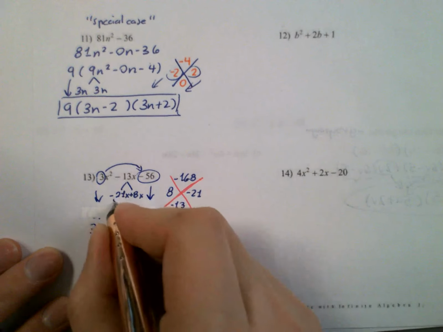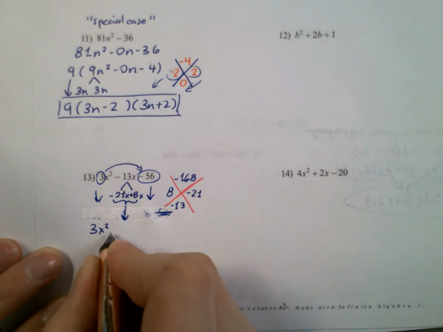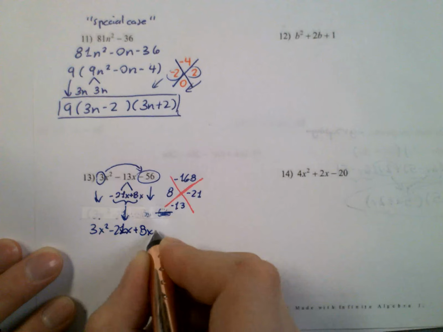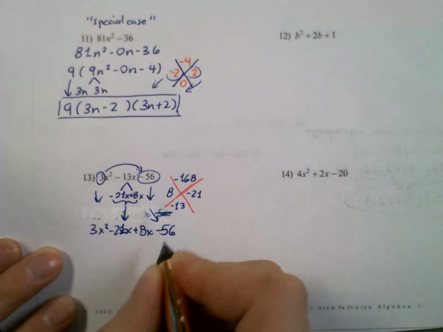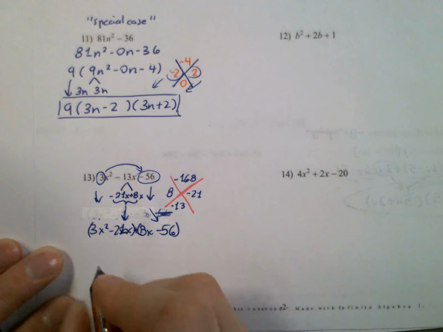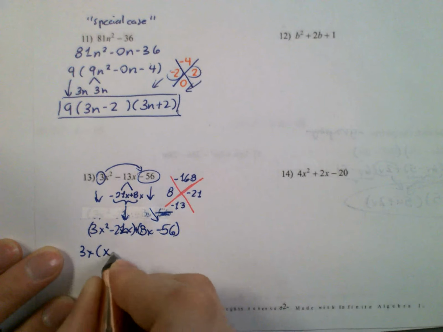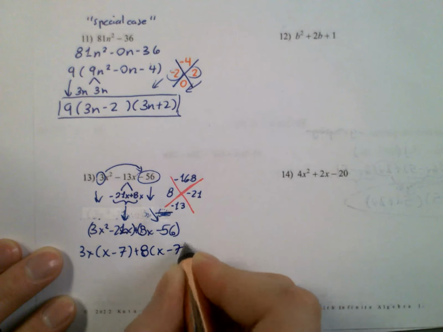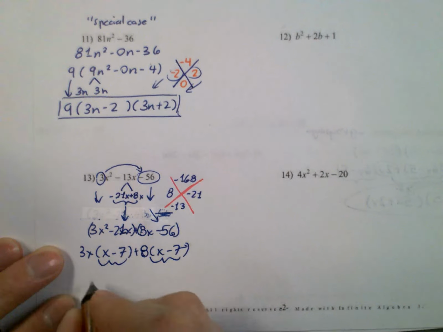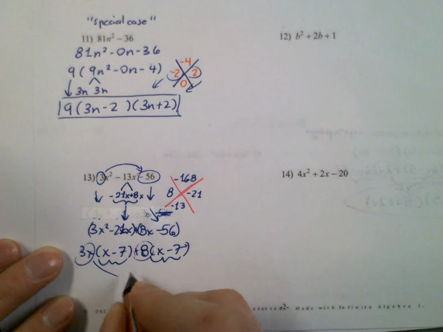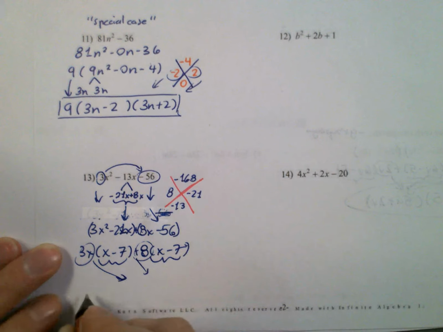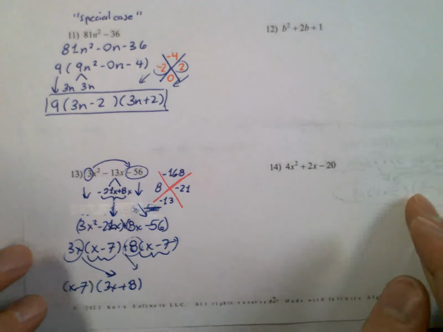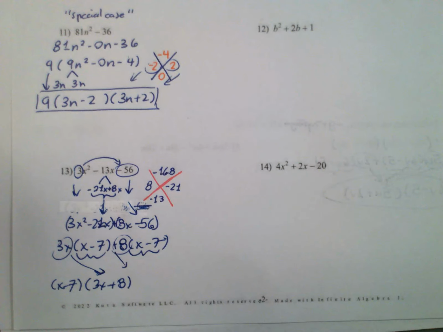All right, well, bring these down. Bring this down. So 3x squared minus 21x plus 8x. And bring them over here. Minus 56. Group them up. So we factor 3x out of this. We get x minus 7. Factor positive 8 out of this. We get x minus 7. There are my twins. Okay. Bring these guys down. So you get x minus 7 times 3x plus 8. All right, and there's number 13 by using the rainbow method.